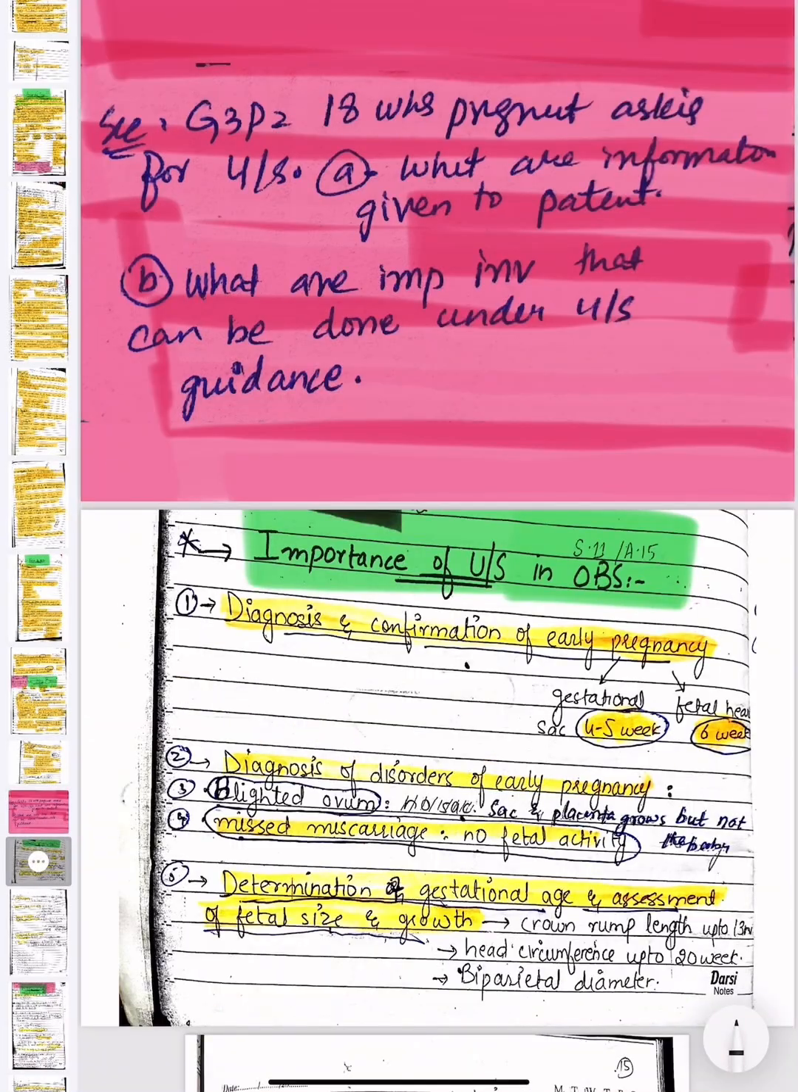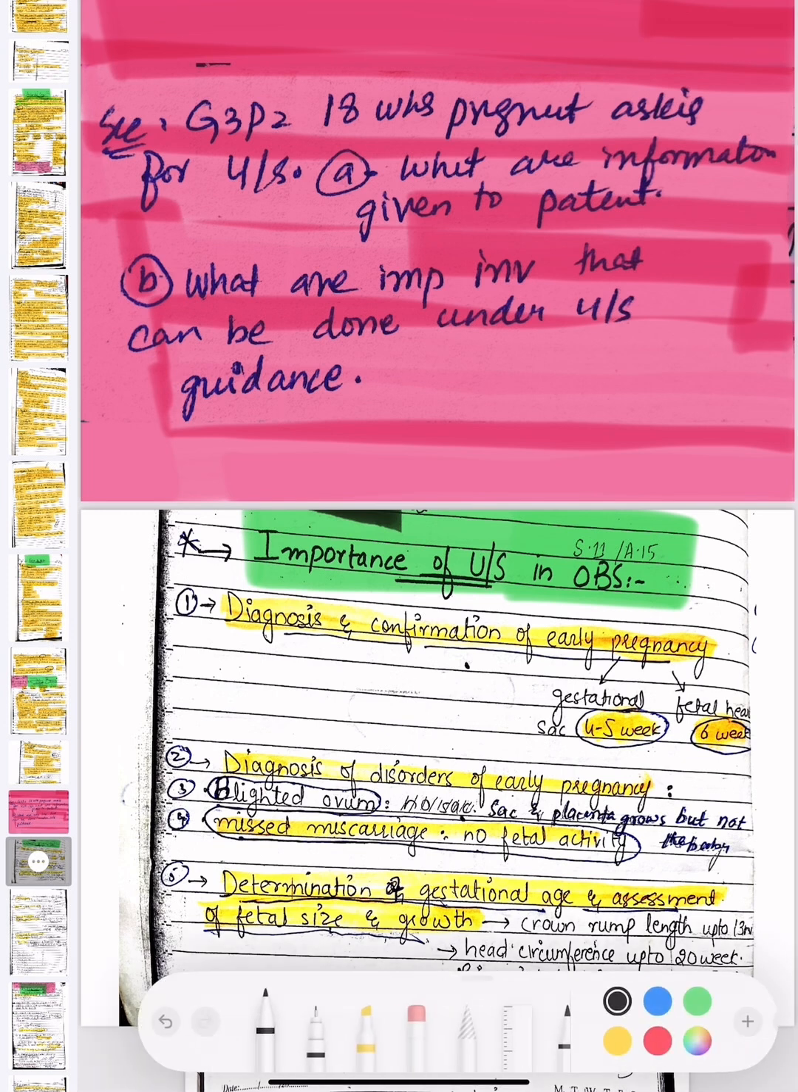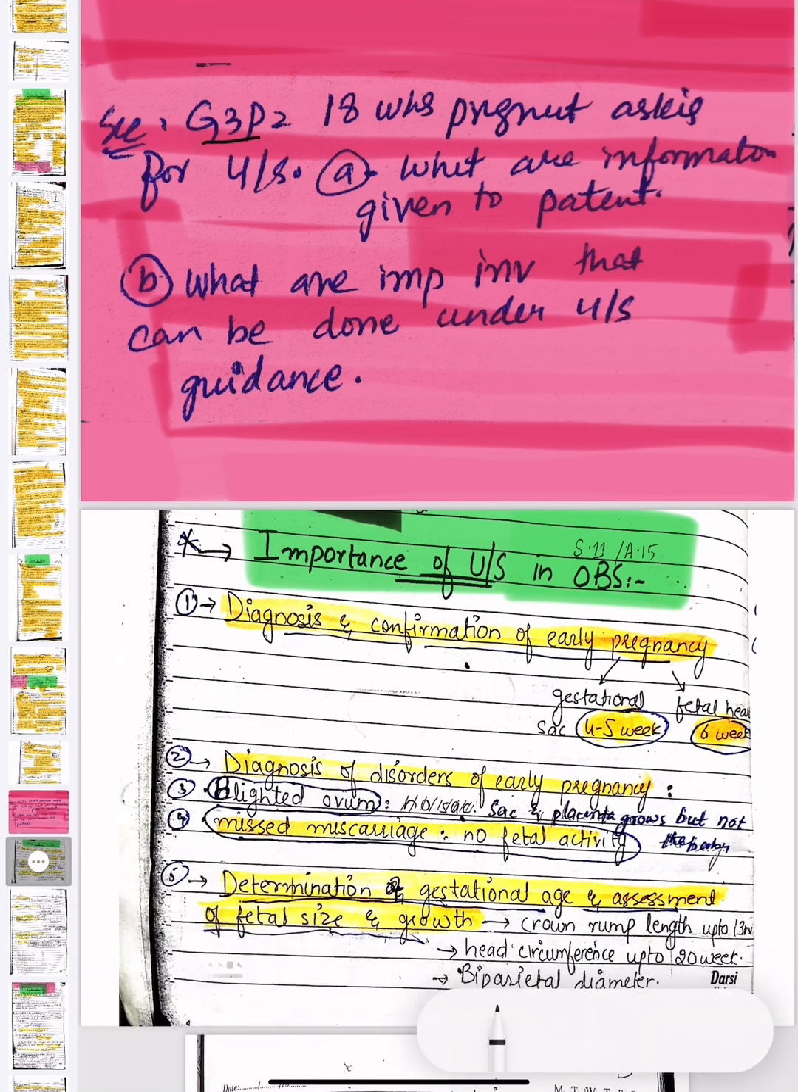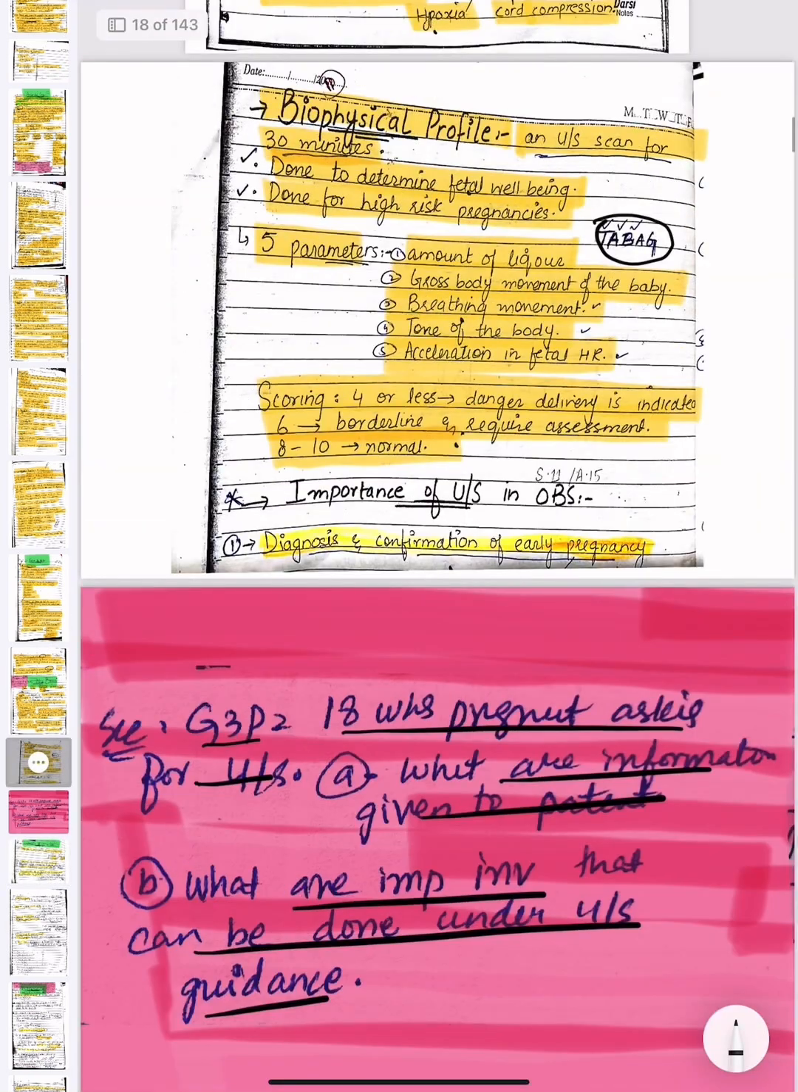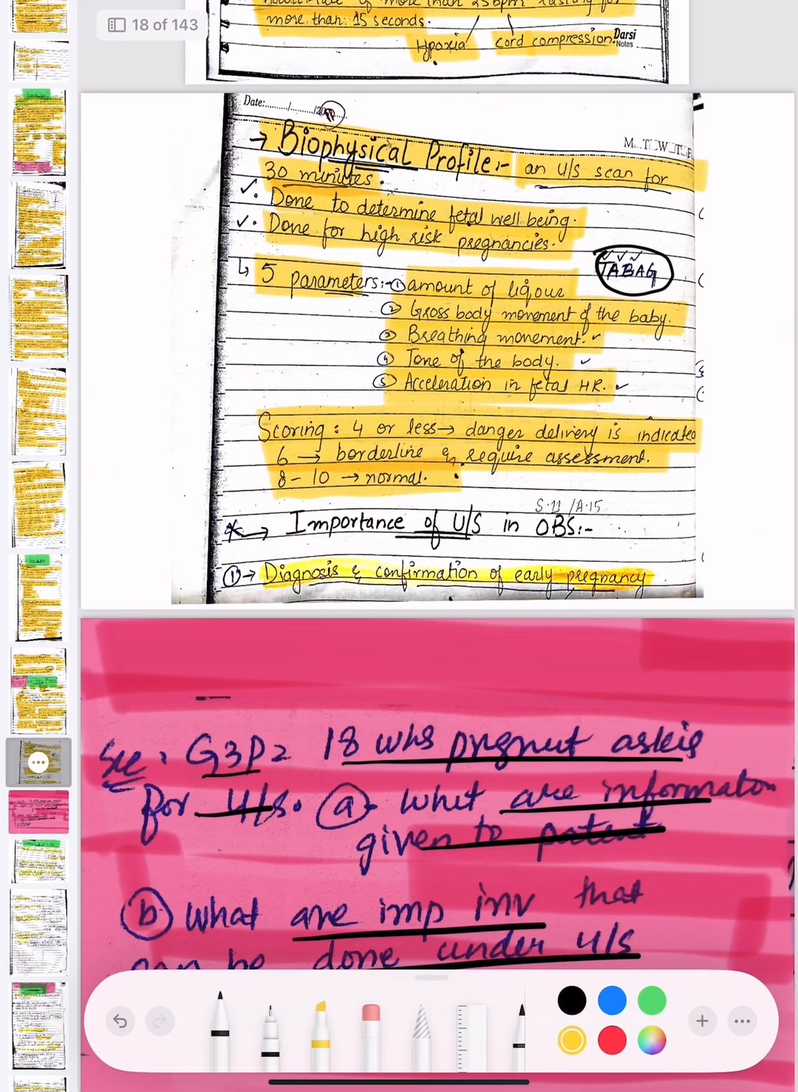Okay, now the importance of ultrasound in obstetrics. So we have a scenario where there is a G3P2, 18 weeks pregnant, asking for ultrasound, and what information is given to the patient, and what are the important investigations that can be done under ultrasound guidance. Okay, there is an 18 weeks pregnant lady who has come for ultrasound. So what are the important investigations that can be found on ultrasound? So we will discuss the importance of ultrasound.